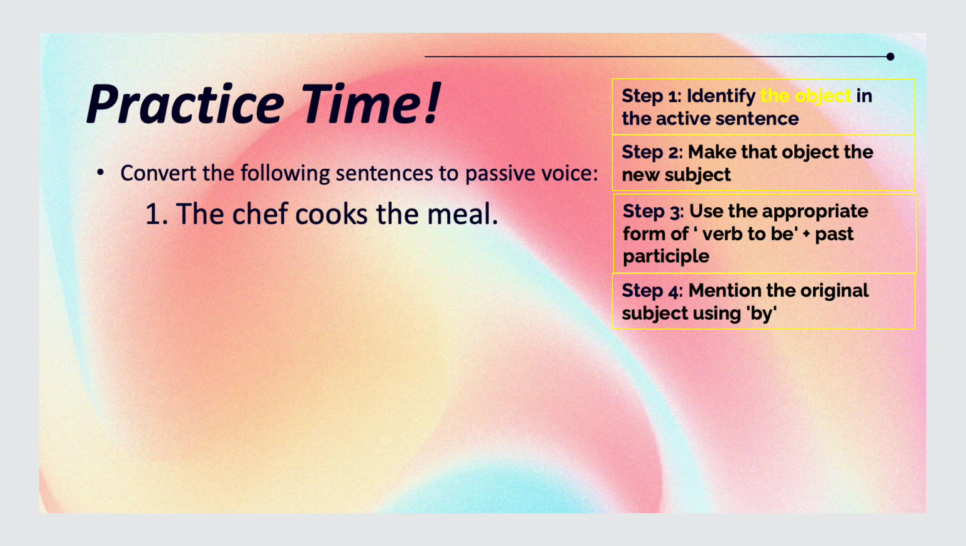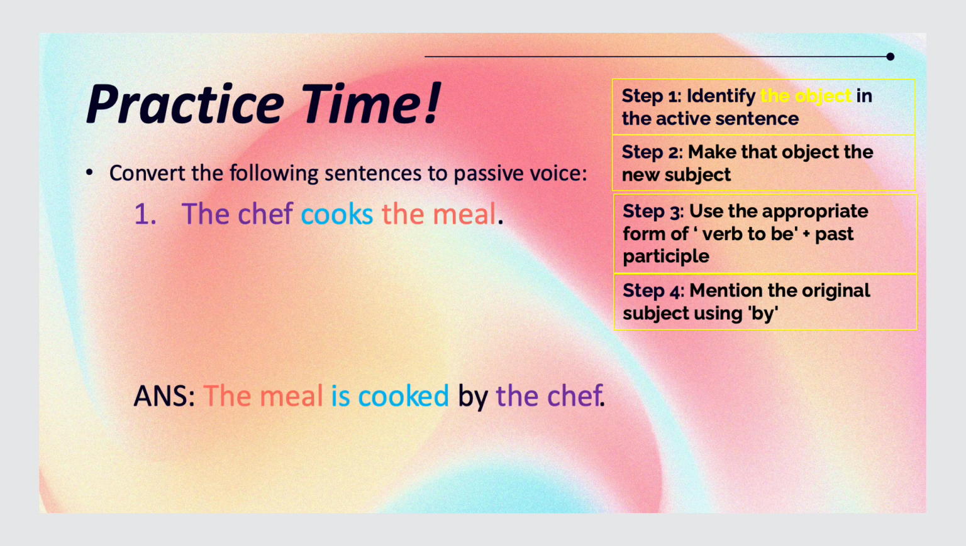After revising the passive voice, it's time for you to practice. Now, let's see if you can convert the following sentences to passive voice. Question number 1. The chef cooks the meal. If you forget how to do it, you may take a look at the following steps and follow them one by one. Let's check the answers together. The answer is, the meal is cooked by the chef.